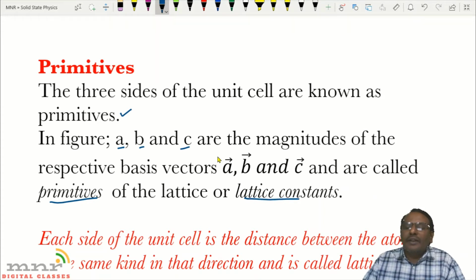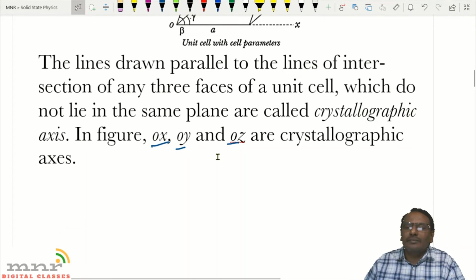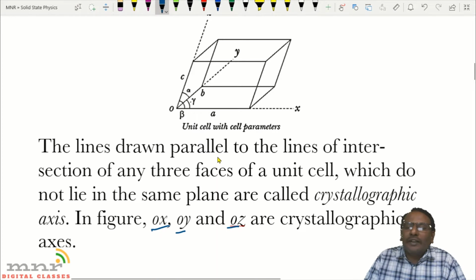In crystallography, these magnitudes represent the spacing between the atoms in the respective directions. Observe here we have a lattice point of the atom, and here we have another lattice point. So along the x-axis, that is OX, the lattice parameter is a bar, the basis vector is represented by a bar and its magnitude is a. This represents the lattice constant along the x-axis.